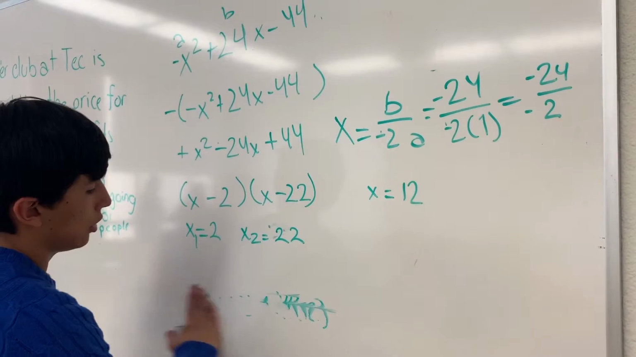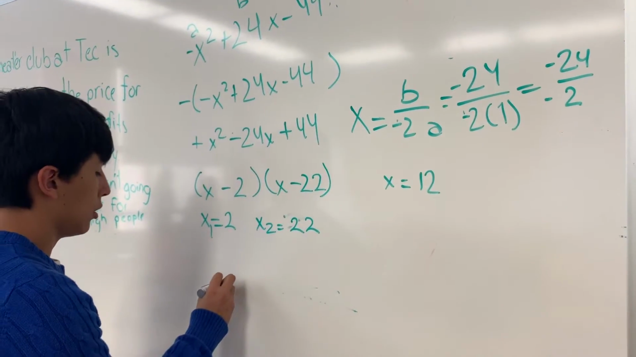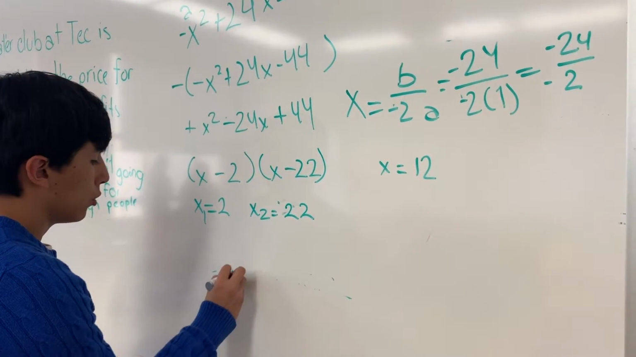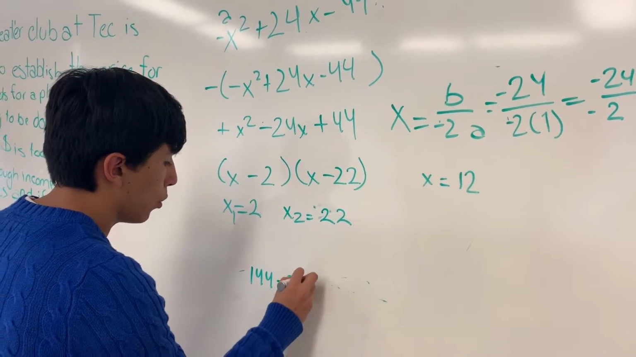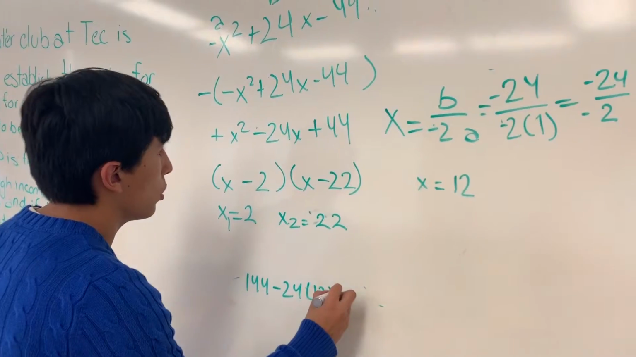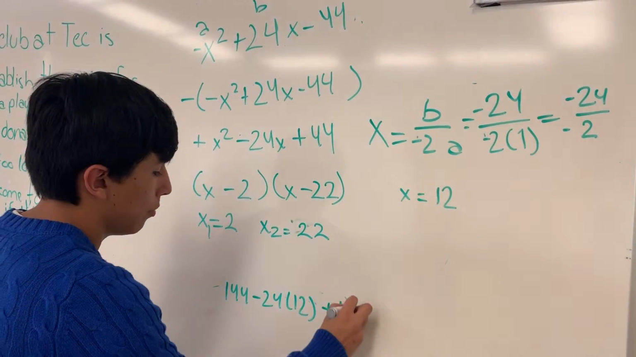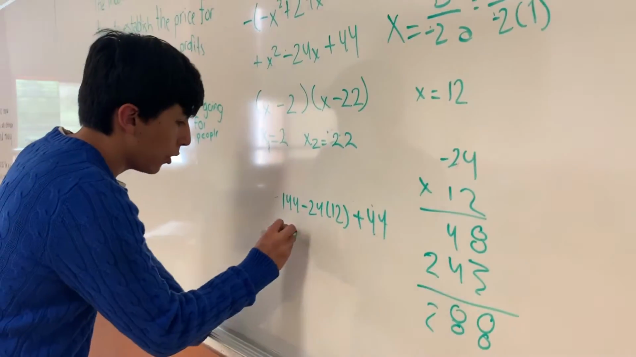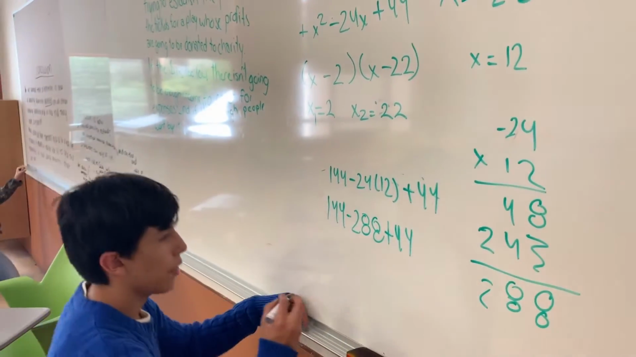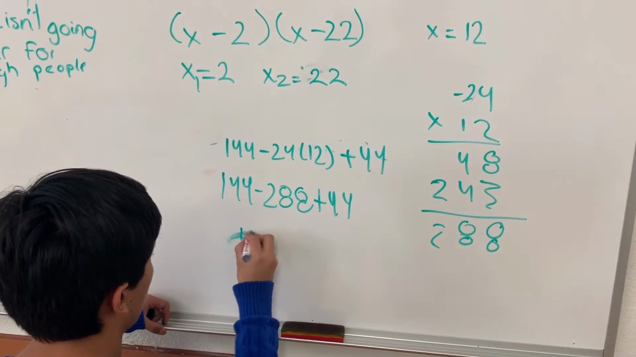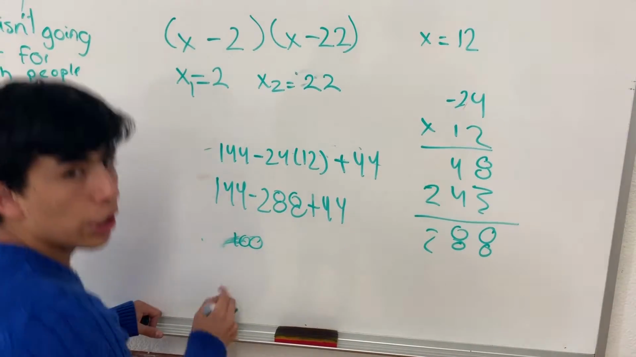Now we're going to substitute 12 in the equation, which gives us minus 12 squared plus 24 times 12 minus 44, which is minus 144 plus 288 minus 44, which gives us a total of 100.